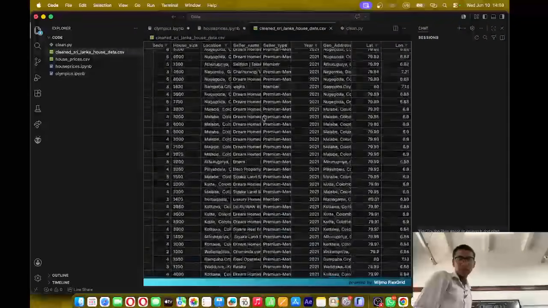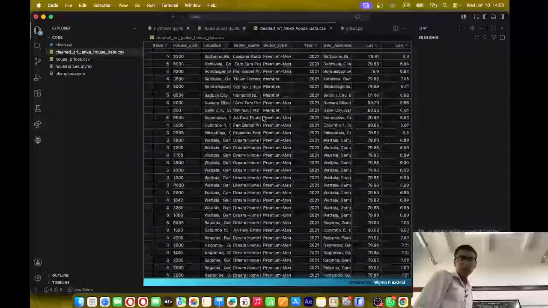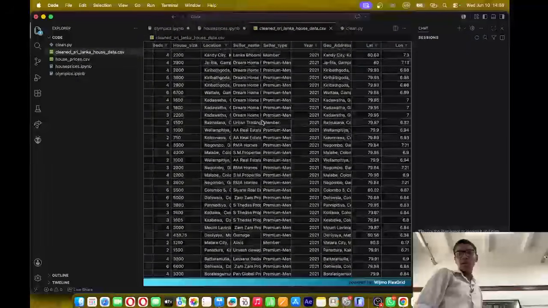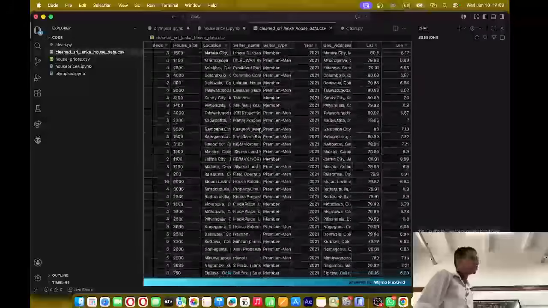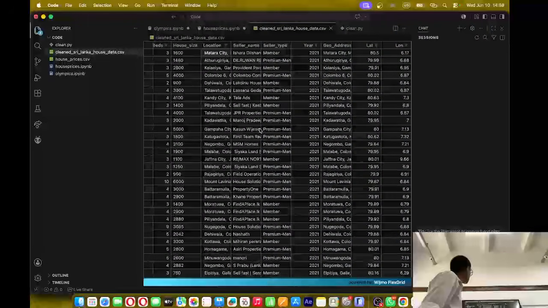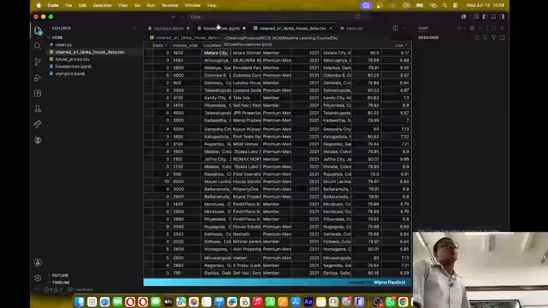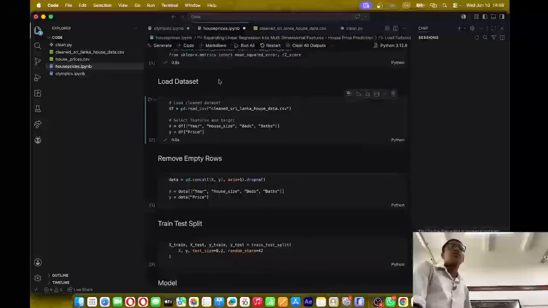Wait, let's see. There were some down there, but I don't think you can see them. The code, yeah. Not the data set. Code. No, this was from Daras. Not Daras. Ikman.lk or someplace, I think. Okay.